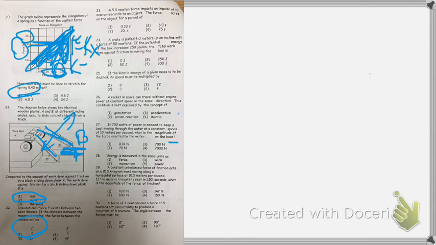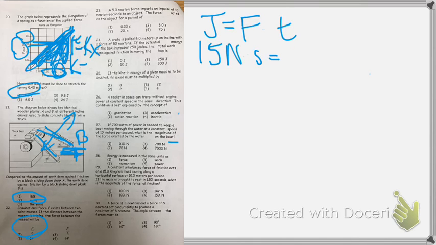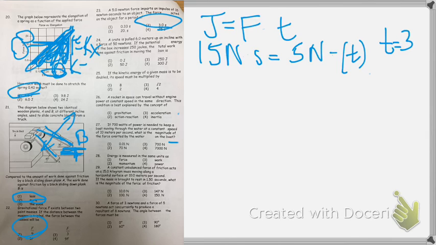Imparts an impulse of 15 Newton seconds to an object. The force acted on the object for a period of. So impulse is J, F times T. They're telling you the impulse is 15 Newton seconds. They're saying it's a 5 Newton force, and they want to know what's the time interval. Solve for T. T is going to be 3 seconds. Straightforward. You got to know your definitions and your reference table.